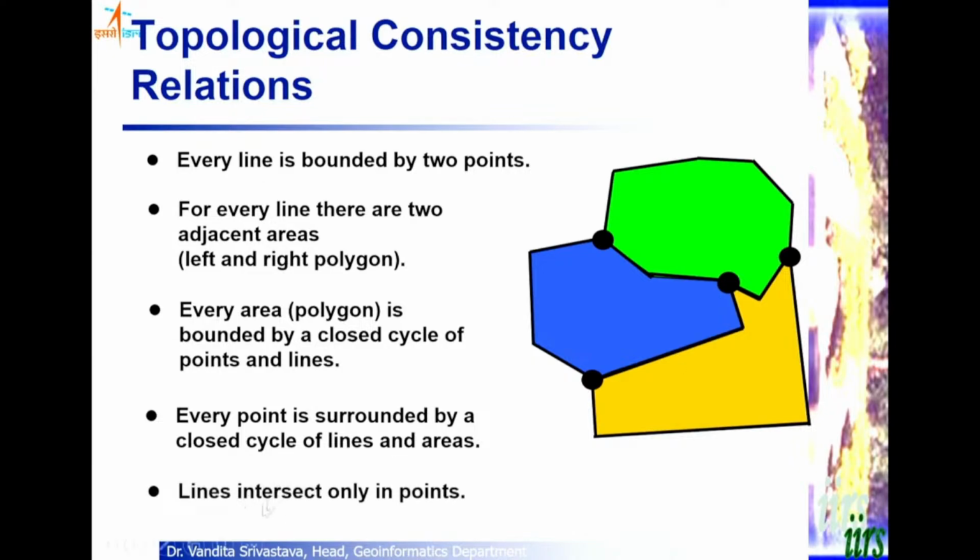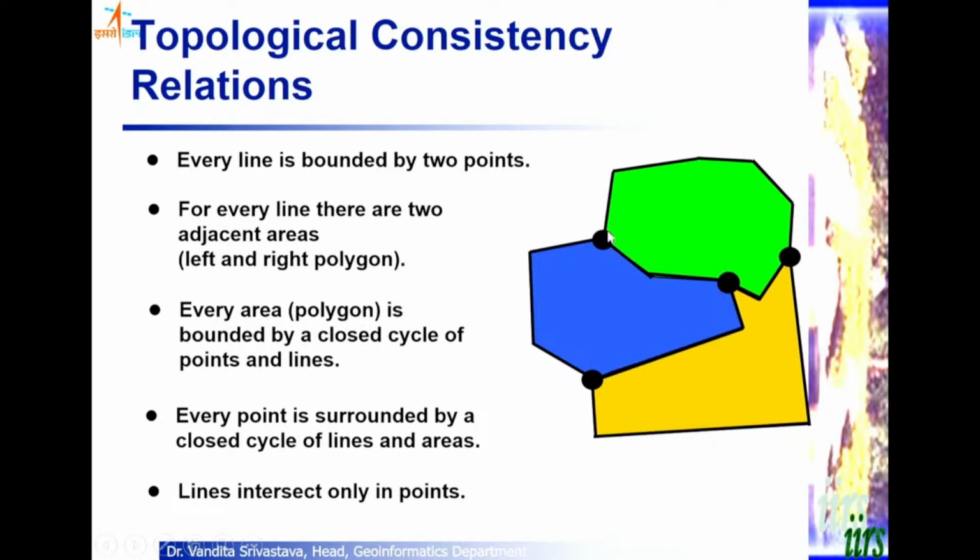And another one, that lines intersect only at points. So for example, if I have no node here, then this is a single line. But the moment I put a node here, then it is an intersection point, and this is the only allowed situation for a line to intersect. So here the line is intersecting and there are three lines connected, 1, 2 and 3. So this is one line, this is another line, and this is a third line.